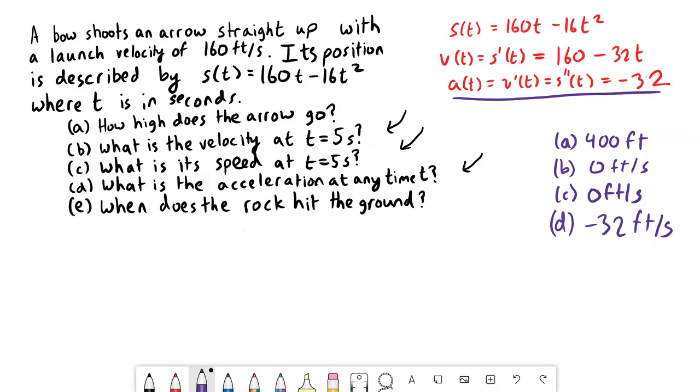And now the final question. When does the rock hit the ground? What time does it hit the ground? This is kind of a hard problem for many people because they don't know what to think, right? Kind of like A. A was kind of weird because we had to find something special. The velocity had to be 0. When does the rock hit the ground? That's kind of an interesting question, right?